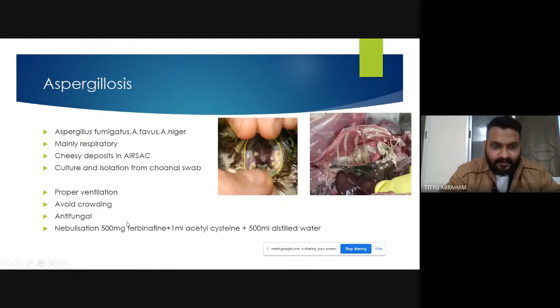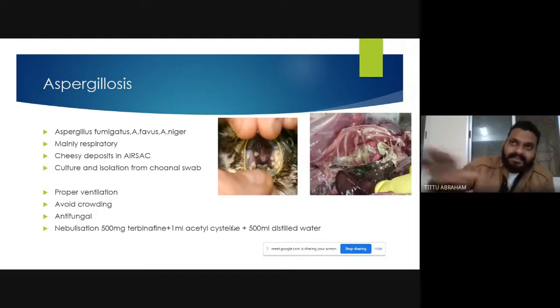And this is found to be effective with nebulization. You can use this one if you find a fungal infection, a respiratory fungal infection. So 500 mg terbinafine, a 500 mg capsule, or 250 is commonly available. Two capsules plus 1 ml acetylcysteine and 500 ml distilled water can be used in a nebulizer and can be nebulized. You can use a plastic chamber or direct nebulization. For small birds, it's better to use this plastic chamber.